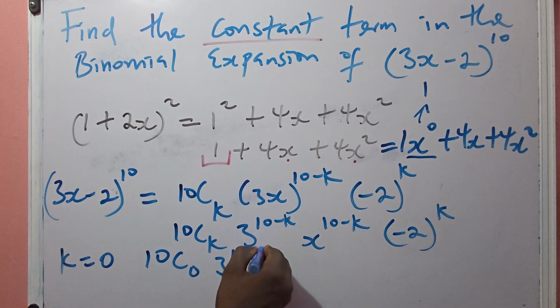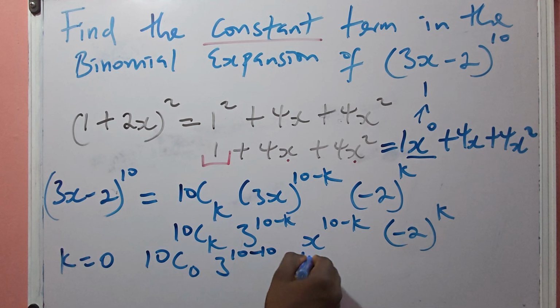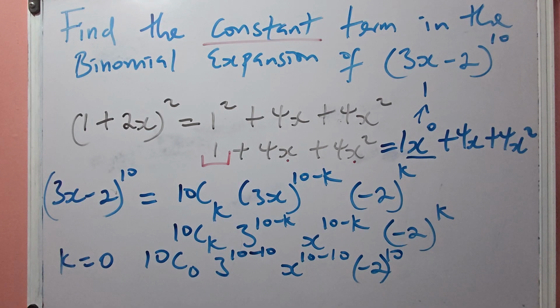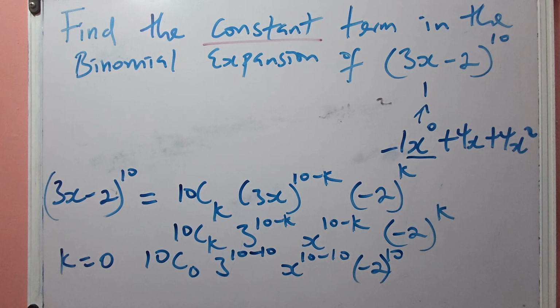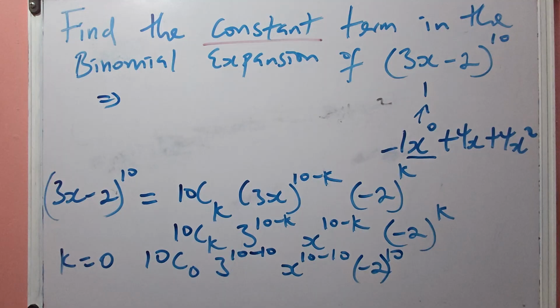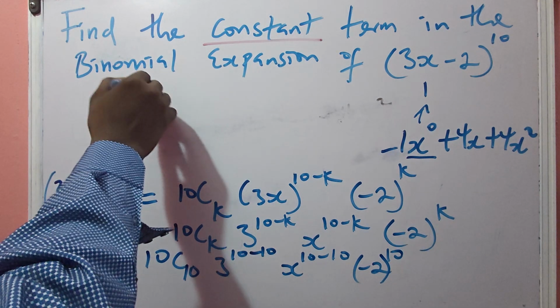then I have x raised to the power 10 minus 10, then minus 2 raised to the power 10. Of course, we should put this in a bracket so that you can understand it better. So if you go on to solve this, you can see we'll be having 10 combination 10, which will give me a value of 1.